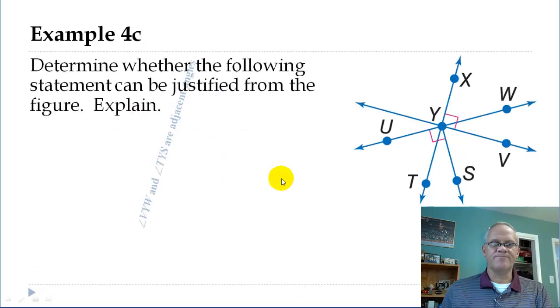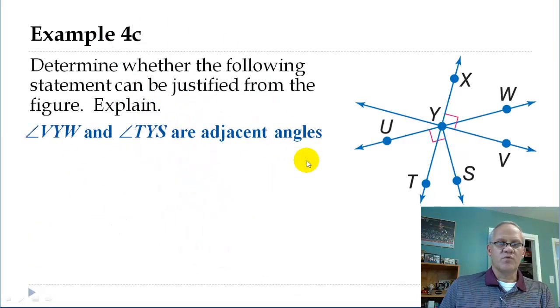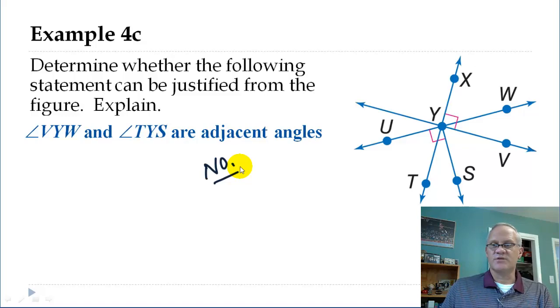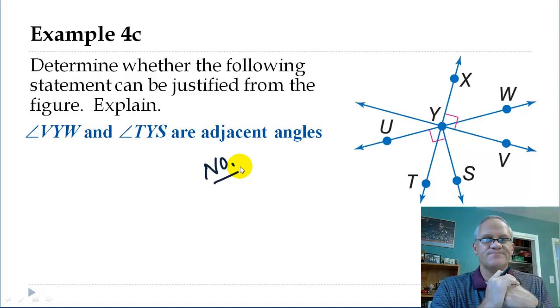And then last one, what about these? VYW and TYS. Are they adjacent? VYW is right here. TYS is right here. Do they share a side? It sure doesn't look like it. And so we'd say, no, we cannot say that that would be the case. We cannot justify that one. That is, they would not be considered adjacent angles.